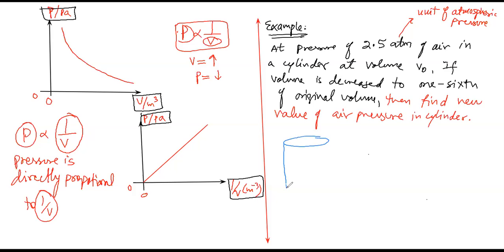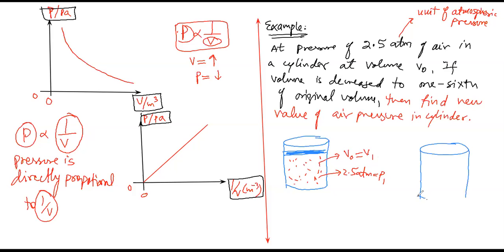Let's say this is the cylinder and a movable piston is over there. This is the movable piston, right? And of course some air is in it. So this is the air. So right now its volume is V naught and its pressure is 2.5 atm. This is pressure and this is volume. Now what they are saying is that you're going to decrease the volume to 1/6. 1/6 means obviously you have decreased it 6 times from the original. Let's say for instance it's like this. So now the volume is 1/6 V naught, and you need to find the new pressure.